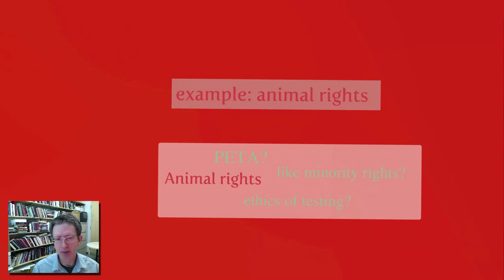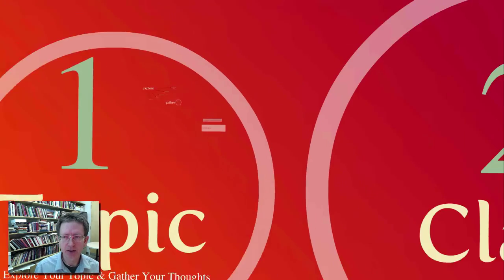Let's say my topic is animal rights, and I've done some reading on this, maybe seen some YouTube videos, or maybe read a scholarly article or whatever, and the discussion brings up things like the role of PETA, the people that protect animals, and there's a discussion about are animal rights like minority rights, and then there's issues of ethics. There's a lot of ideas that are surrounding the general topic of animal rights, and I've got to focus in on one of those and make it something that I'll make a claim about.